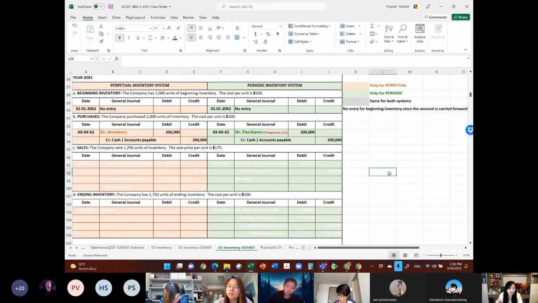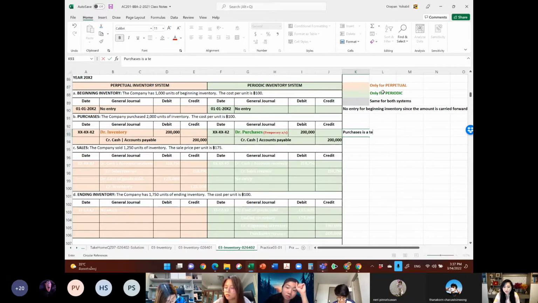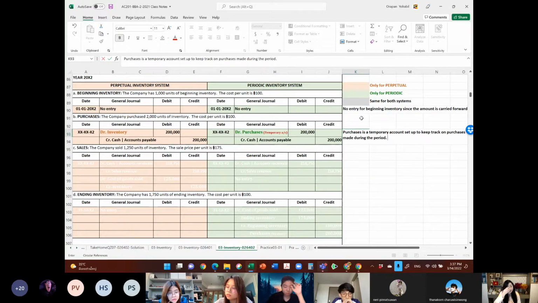So what you need to do is you need to set up the temporary account to keep track on the purchases. Okay, so the purchases is a temporary account set up to keep track of the purchases made. So under this periodic system, there will be no updates during the year, meaning that there will be no debits, there will be no credits made to the inventory. So what do you have to do when you buy more of the products? You would have to set up what I call purchase account. And this purchase account is a temporary account setting up to help us keep track on the purchases made during the accounting period. All right.